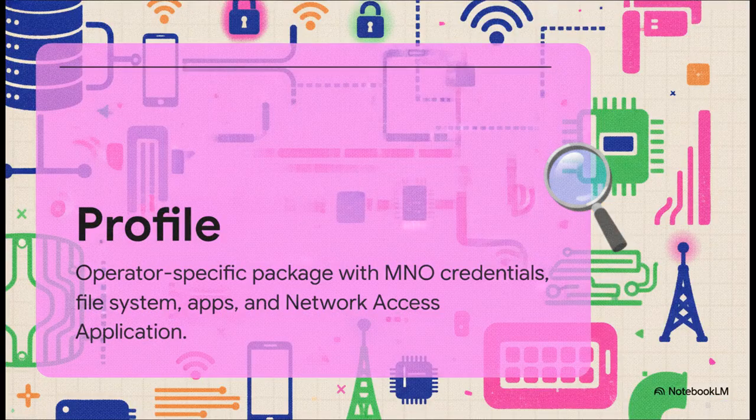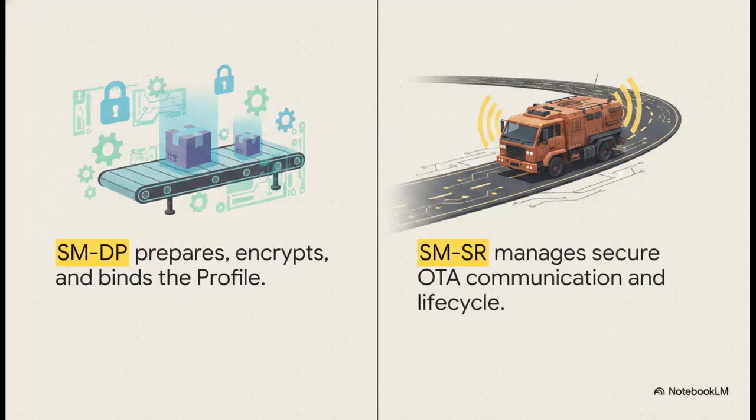So what exactly goes inside that vault? The profile. The crucial point here is that a profile isn't just some simple password. It's a highly sensitive, operator-specific digital package. It contains the mobile network operator's credentials, an entire file system, specific applications, and something called the Network Access Application, or NAA. This profile is essentially the digital soul of the network connection, and it needs to travel securely to our vault.